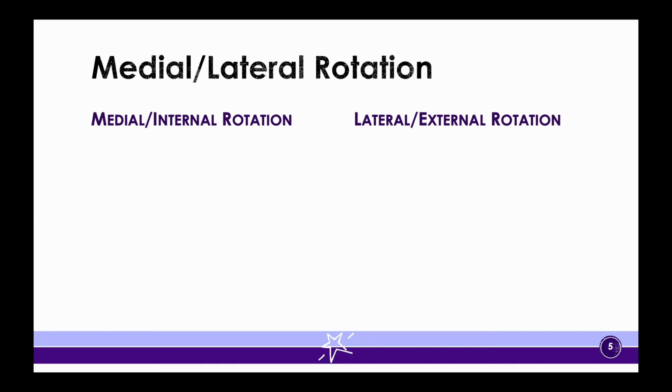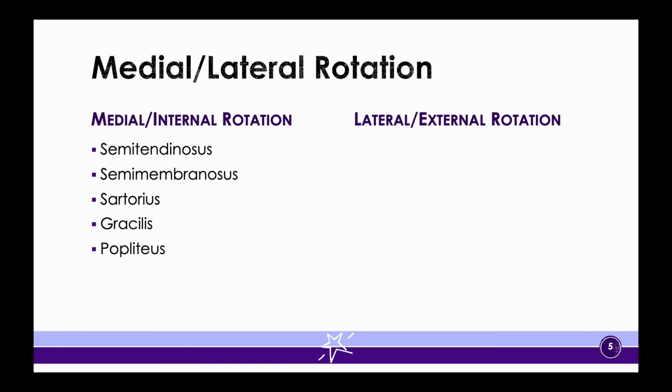When we look at our medial and internal rotation, we have the semitendinosus and the semimembranosus. So on that medial side of the hamstrings, we have those two muscles, which will lead towards that medial and internal rotation. We also have the sartorius, the gracilis, and the popliteus that will all contribute as well. For our lateral or external rotation, it's just the biceps femoris. So that's that lateral hamstring that we have. So these are our contributors for medial and lateral rotation, also known as internal and external rotation.